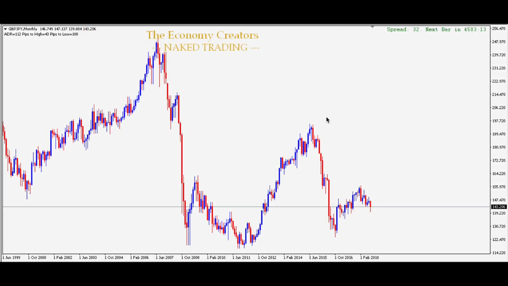All right, so by request, I posted on the Economy Creators business page on Facebook: give me two pairs for the week, and I will go ahead and do a video markup analysis on them. The first two pairs that were given to me are the first ones that we're going to do, and those pairs were pound yen and pound CAD.